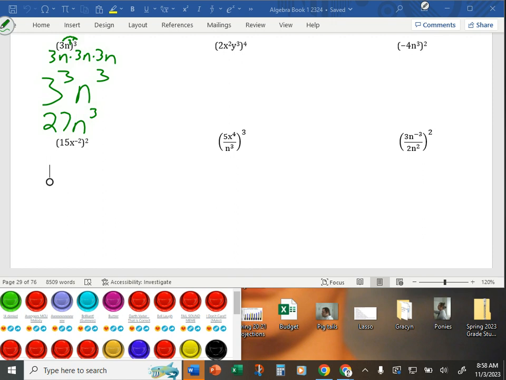Okay. Next one. 2x squared y cubed to the 4th. We distribute the 4 into the coefficient. Becomes 2 to the 4th power. Distribute the 4 into the x squared. This is saying we have 4 groups of x squareds. If we have 4 groups of x squareds, how many x's are there in all? It is 8, right? X to the 8th. 4 groups of 2 x's is a total of 8 x's. 4 groups of 3 y's is a total of 12 y's.